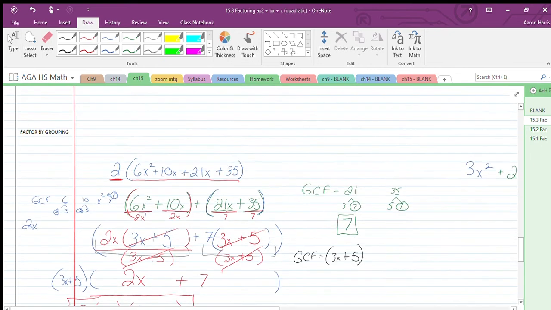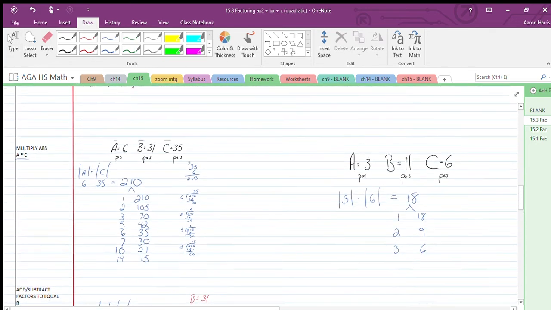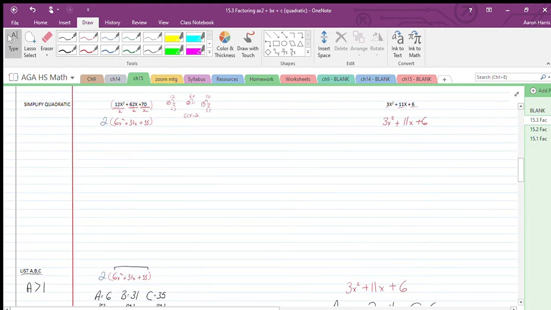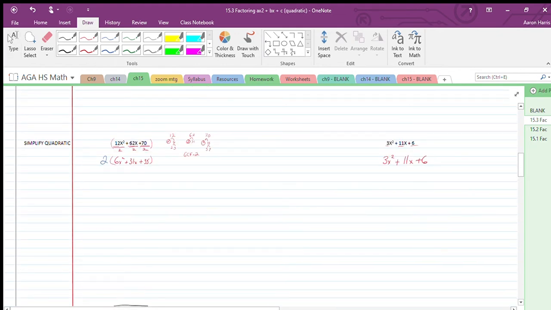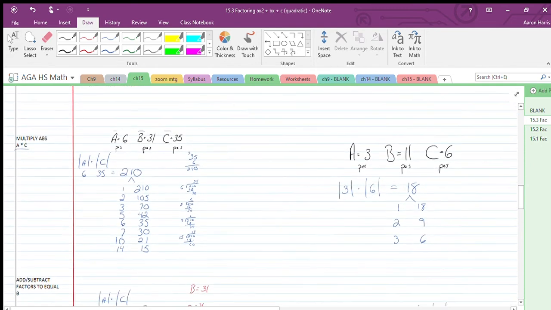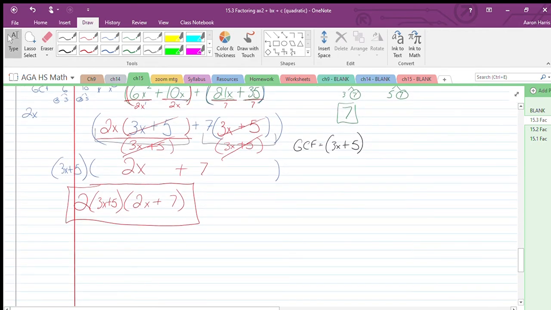What was my original equation? Well, if I scroll all the way up here from these steps, I would see that it was 12x squared plus 62x plus 70. And that's how you factor that, okay? So my final answer is 2 times the quantity 3x plus 5 times the quantity 2x plus 7.